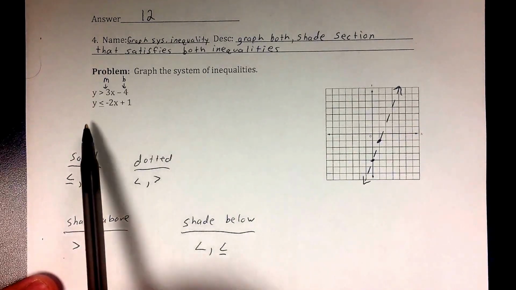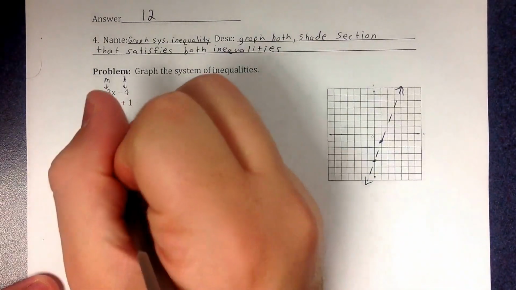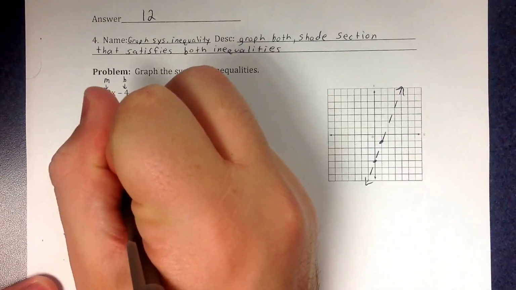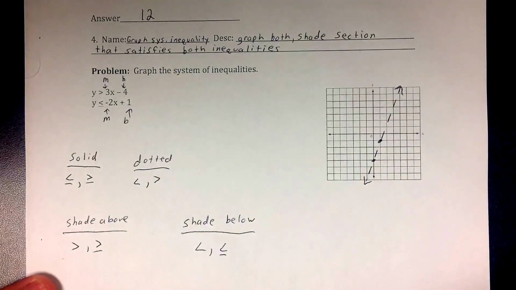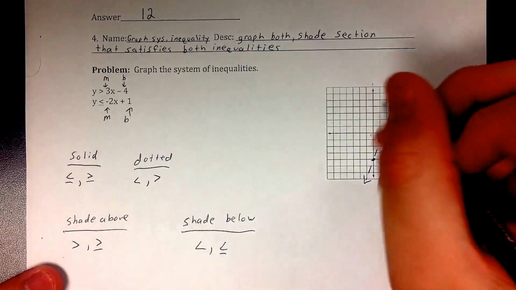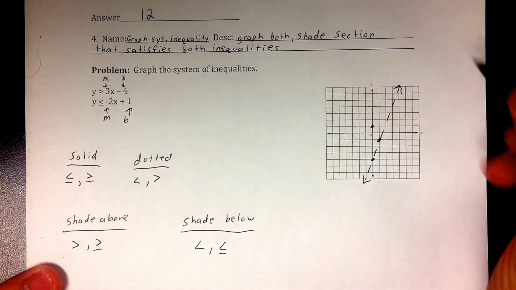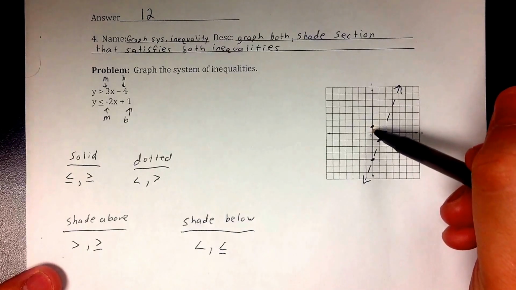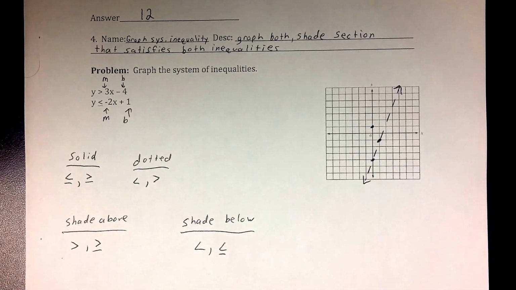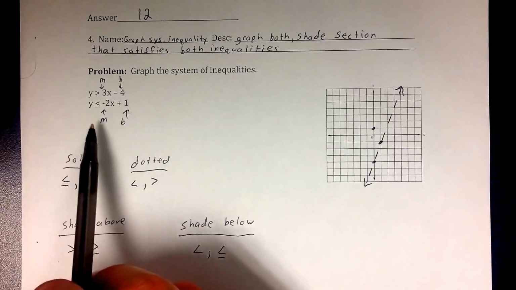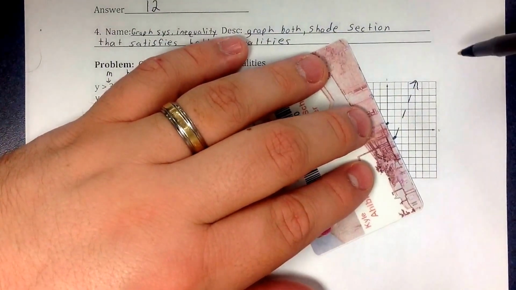My second inequality is y is less than or equal to negative 2x plus 1. So negative 2 is my slope and positive 1 is my y-intercept. That means I'm going to start at 1. And since my slope is negative 2, I'm going to go down 2 and then to the right 1, which happens to be the same point as the other line, which is okay. Since it's less than or equal to, it's going to be a solid line.